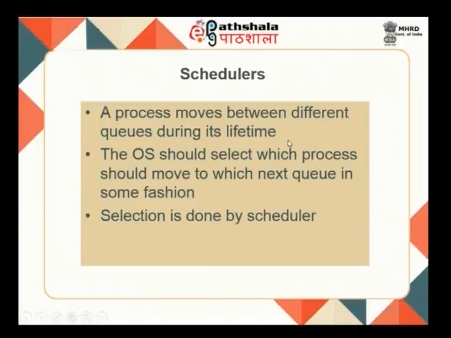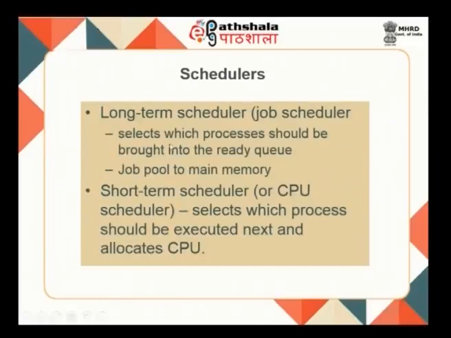So, a process moves between different queues during its lifetime, and there should be someone who does the selection of who will go from a particular queue to another queue, and that is done by 3 different schedulers. You have got one called the long term scheduler, then a short term scheduler, and something called a medium term scheduler. I told you that a process initially will come to the job queue, and from the job queue you need to pick some process and put it into the main memory, and that is done by the long term scheduler.